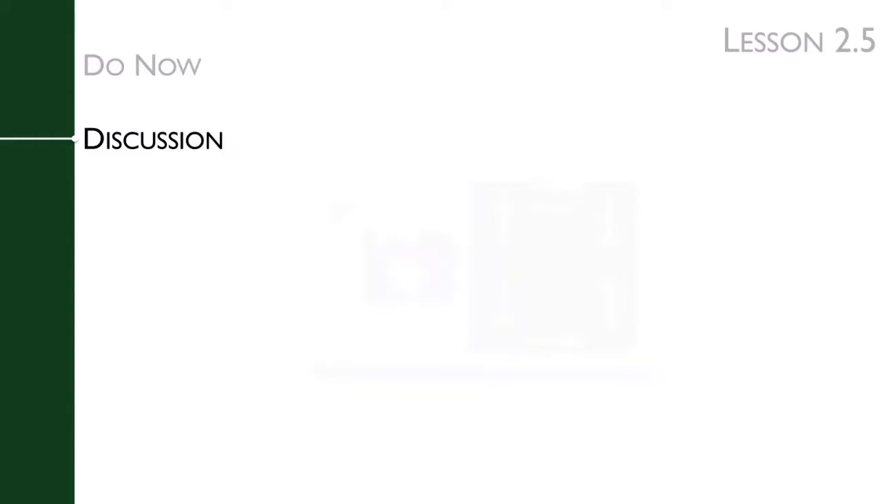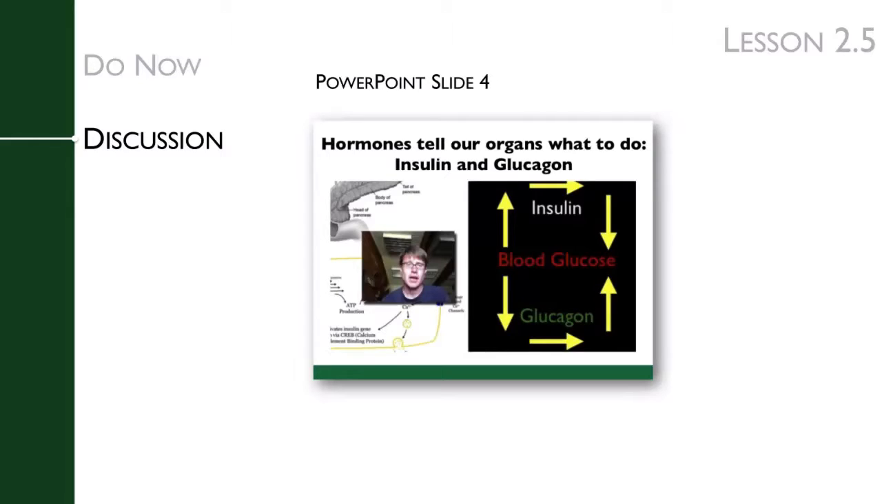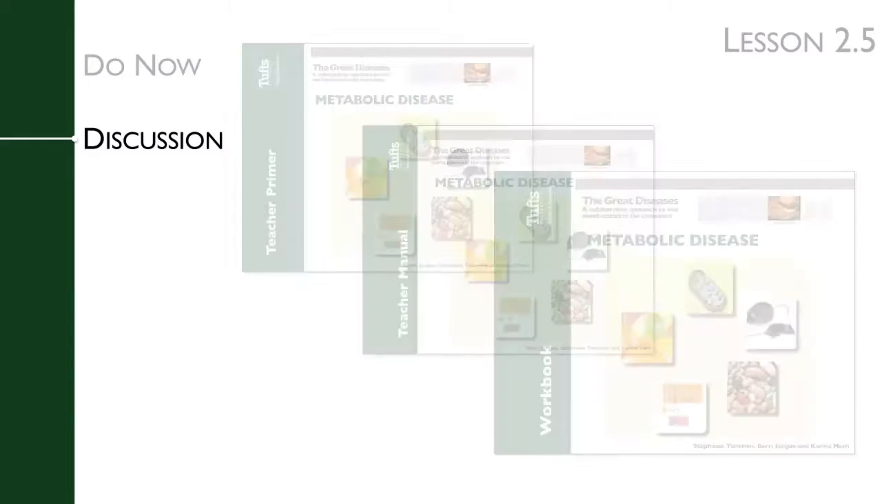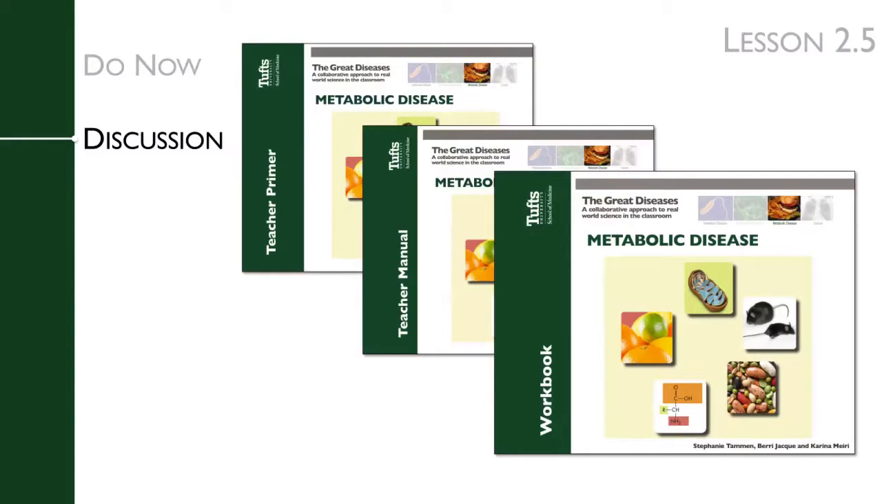The video on slide 4 is a good overview of how insulin and glucagon work together to maintain glucose homeostasis, and also provides an overview of both type 1 and type 2 diabetes. Caution, you'll want to review the video before class to ensure that it is at an appropriate level for your students and to make sure that the video plays correctly. For more in-depth review of the concepts presented here, you can review the teacher primer, teacher manual, and student workbook.